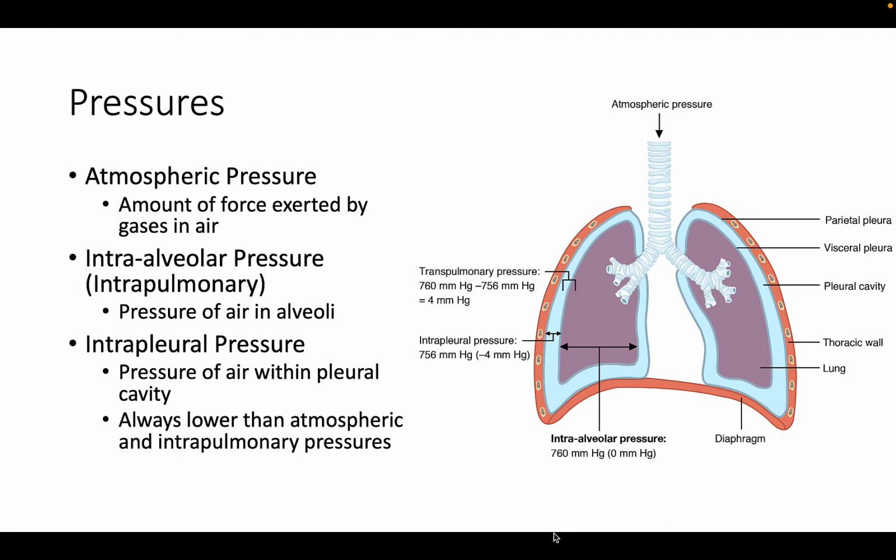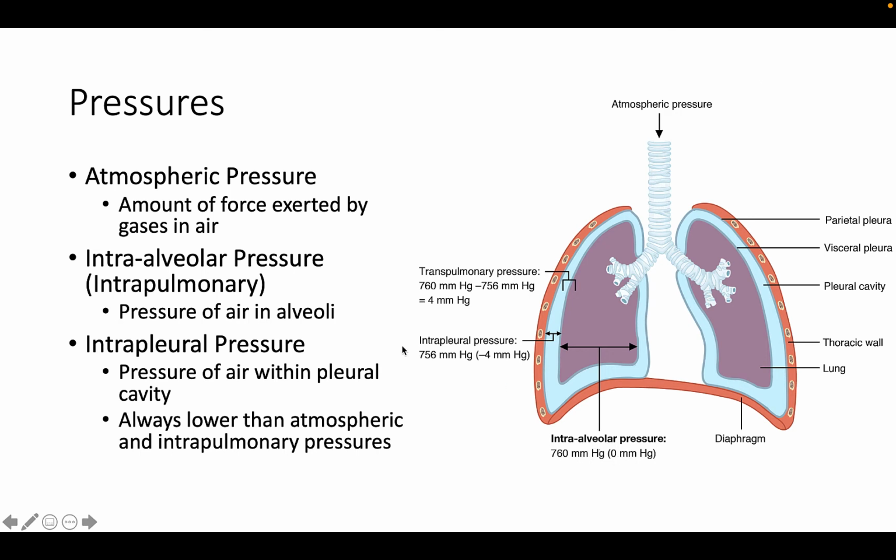Atmospheric pressure is the amount of force that is exerted by gases in the air surrounding any given surface, such as the body. Typically, for respiration, other pressure values are going to be discussed in reference to this atmospheric pressure. So negative pressure is pressure that is lower than the atmospheric pressure, whereas positive pressure is pressure that is greater than the atmospheric pressure. And a pressure that is equal to the atmospheric pressure is expressed as 0. So that's exactly what we see here. Atmospheric pressure is just atmospheric pressure.